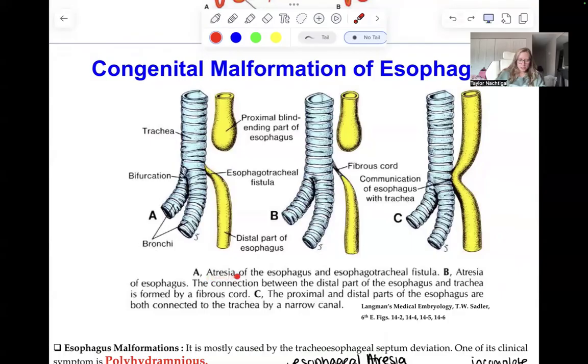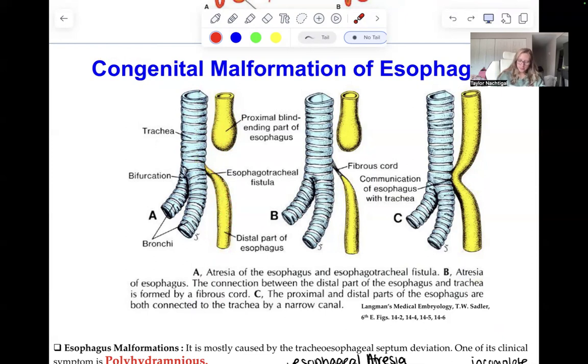So A is an atresia of the esophagus and the esophagotracheal fistula. This should be a continuous tube like we see here, but it's not. The esophagus failed to develop completely, and instead we'd have a trachea. So if a baby's drinking fluid, there's nowhere for the fluid to go, like milk, essentially, right? It can't go down to the stomach. It stops and you end up getting vomiting. In this case, the trachea opens up into the esophagus down here.